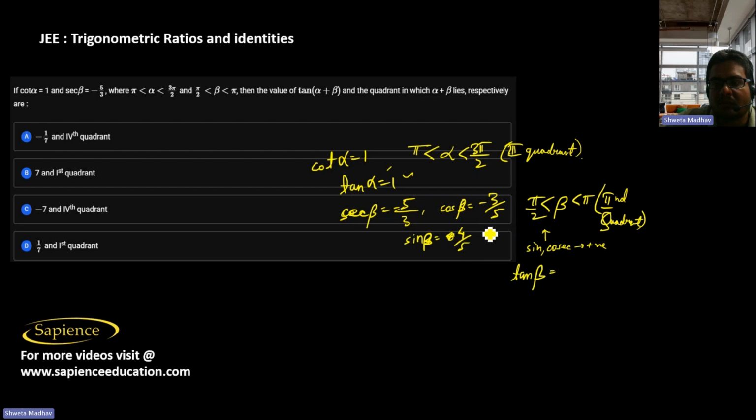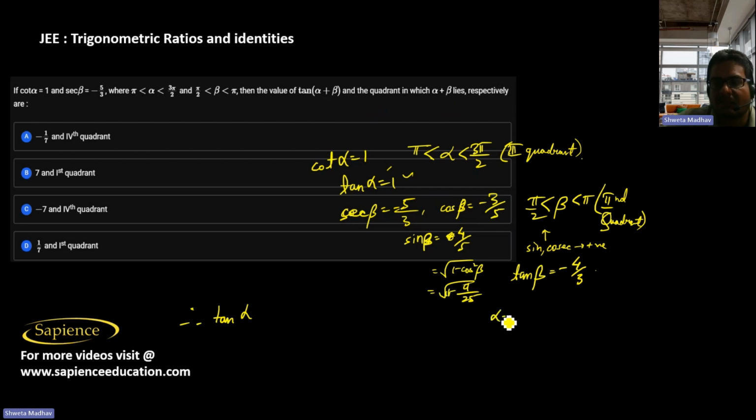Since if I do square root of 1 minus cos square beta, that will be square root of 1 minus 9 by 25. So it will be 4 by 5 only. So tan beta is sine beta by cos beta, so it is minus 4 by 3. So now therefore I have to find tan alpha plus beta, the value of tan alpha plus beta and the quadrant in which alpha plus beta lies.